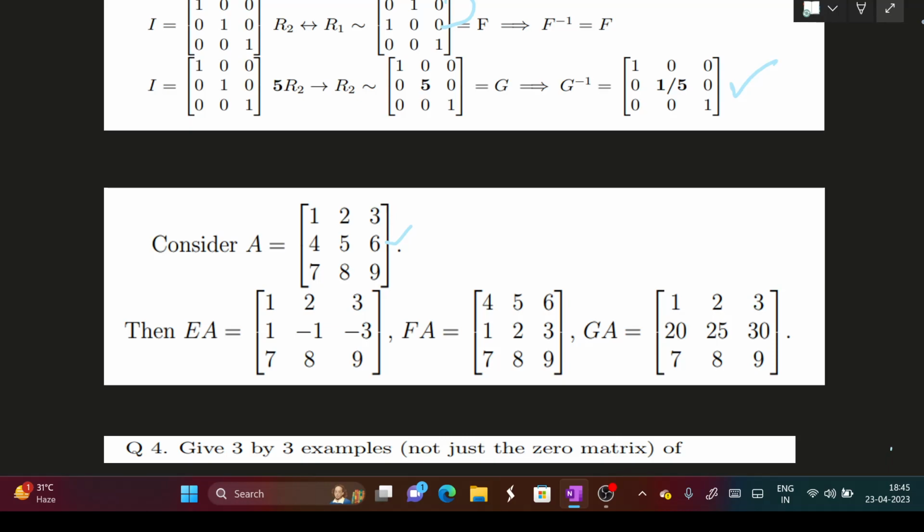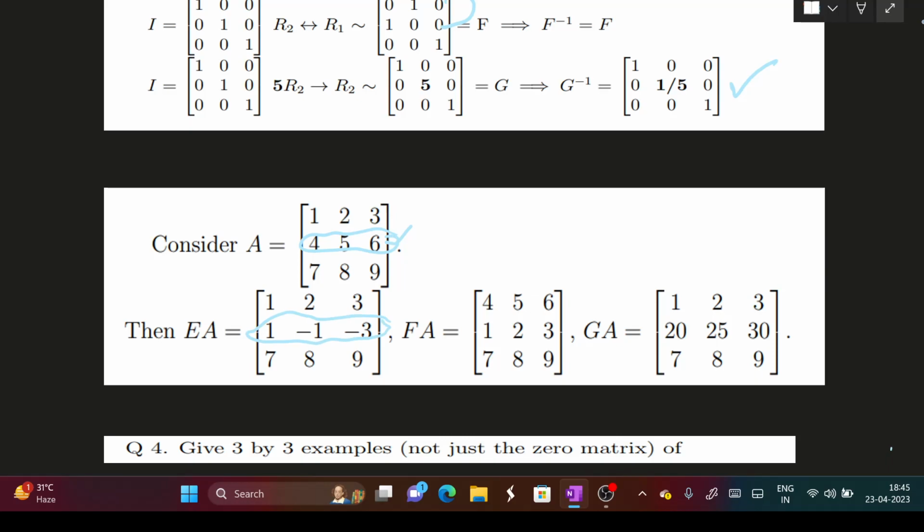4 minus 3, it is 1. Now 5 minus 6, it is minus 1. Now 6 minus 9, it is minus 3. So only the second row will get changed. This row will be replaced by this. The remaining 2 rows will remain as they are.